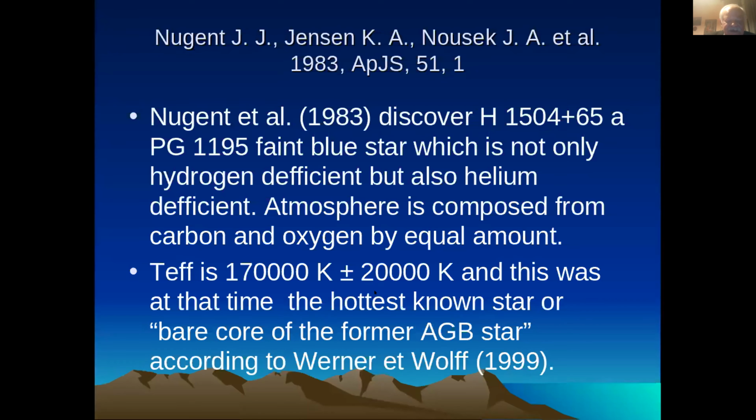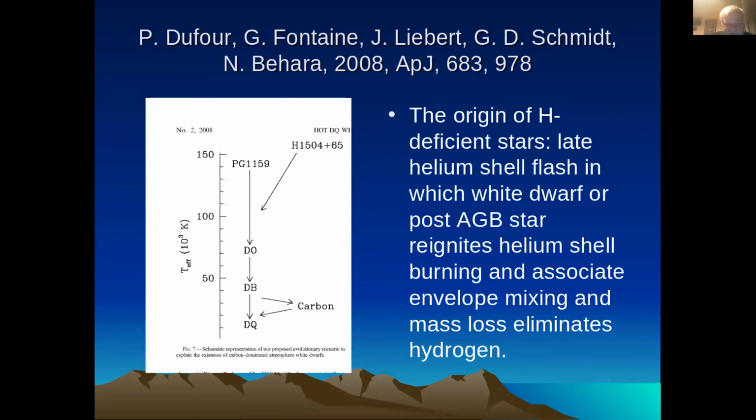And even hotter stars have been discovered, for example H1504, a star with an effective temperature of 170,000 degrees. And Dufour et al. made in 2008 an evolution scheme, a cooling scheme where different types, with cooling, become cooler types.